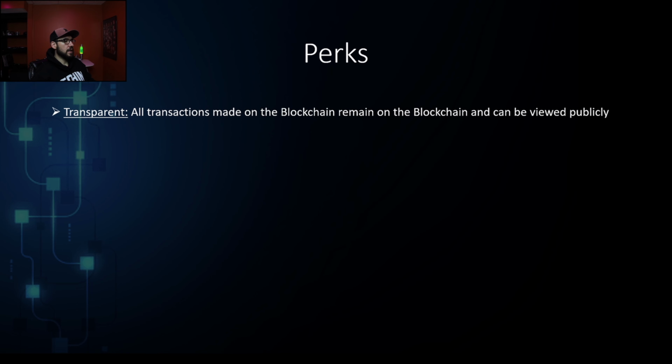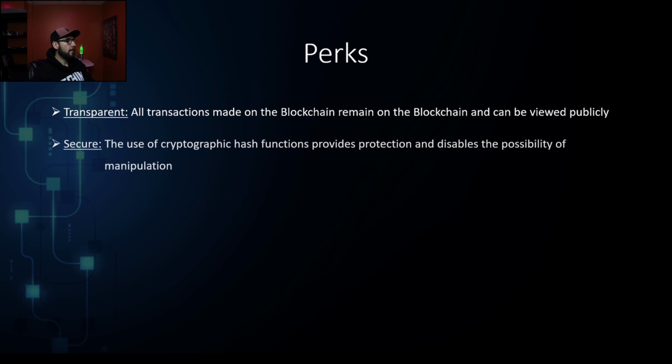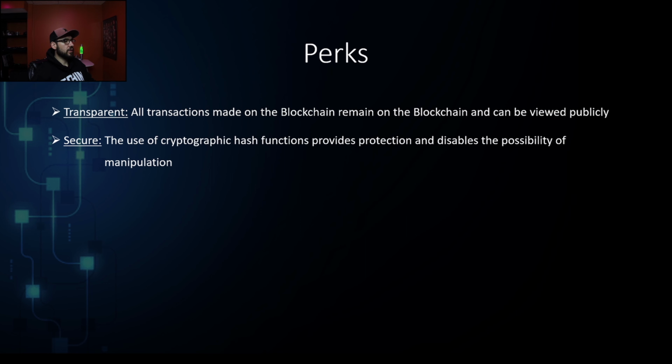Transparency. All transactions made on the blockchain remain on the blockchain and can be viewed publicly forever. So this allows for trust and tracking if need be. It is secure. By the use of cryptographic hash functions, it provides protection and disables the possibility of manipulation.